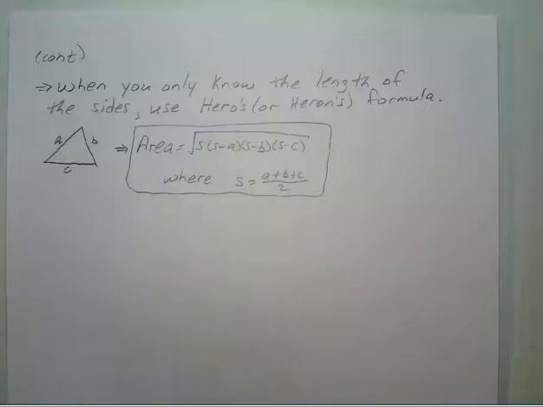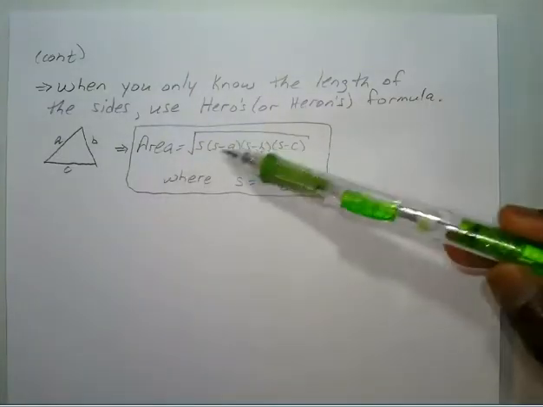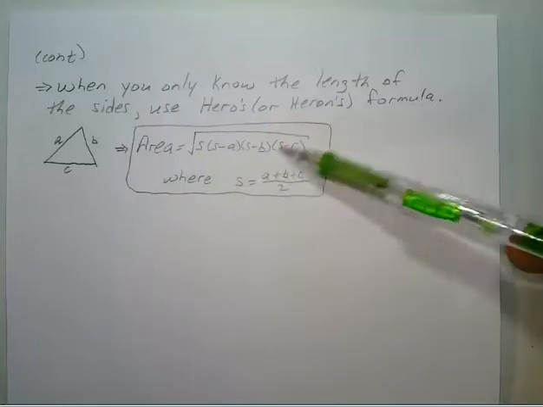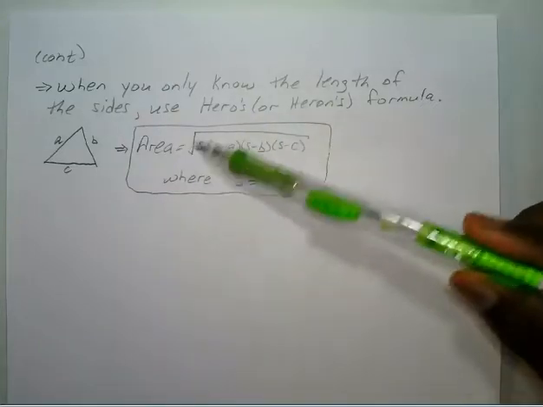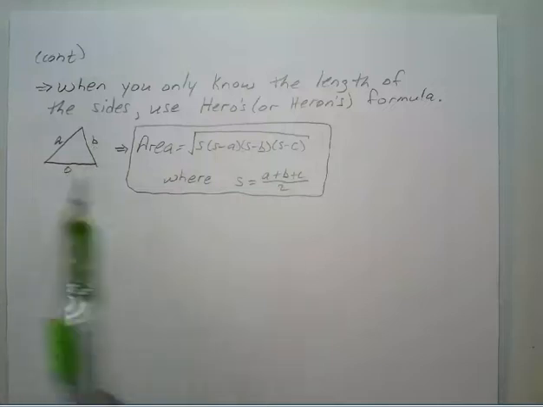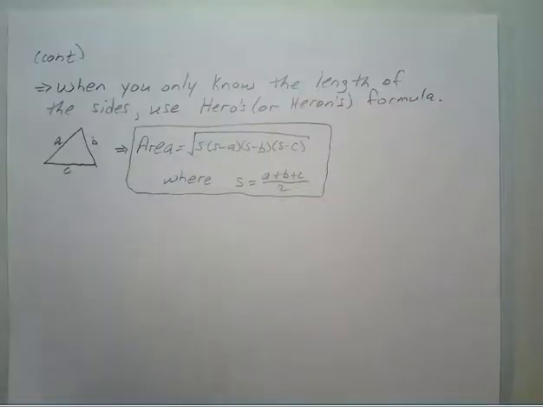Okay, so when you have the area, that's going to equal the square root of S times S minus A times S minus B times S minus C. In this case, your S is going to equal the sides A plus B plus C, divided by 2. All right, so if you are still writing, by all means, feel free to pause it and finish up. But we're going to go ahead and start on our examples.